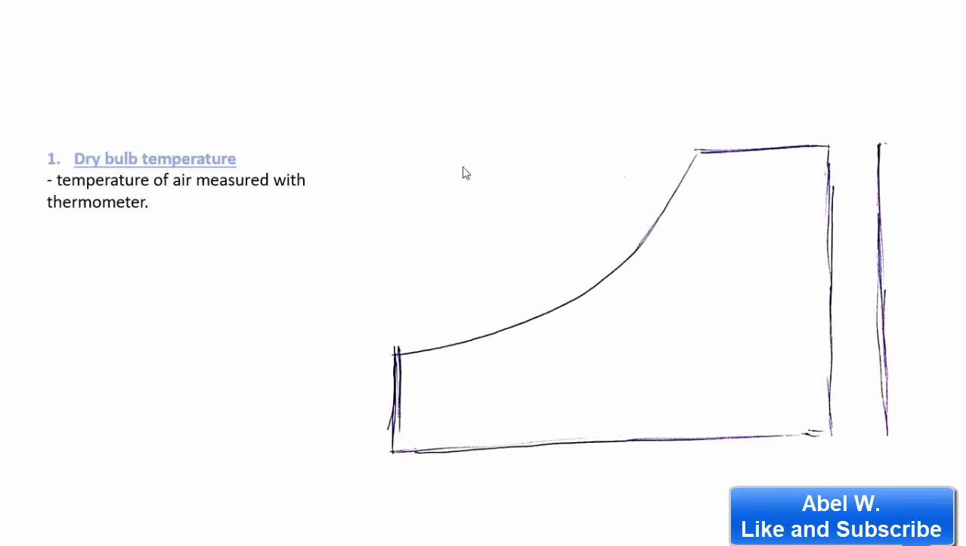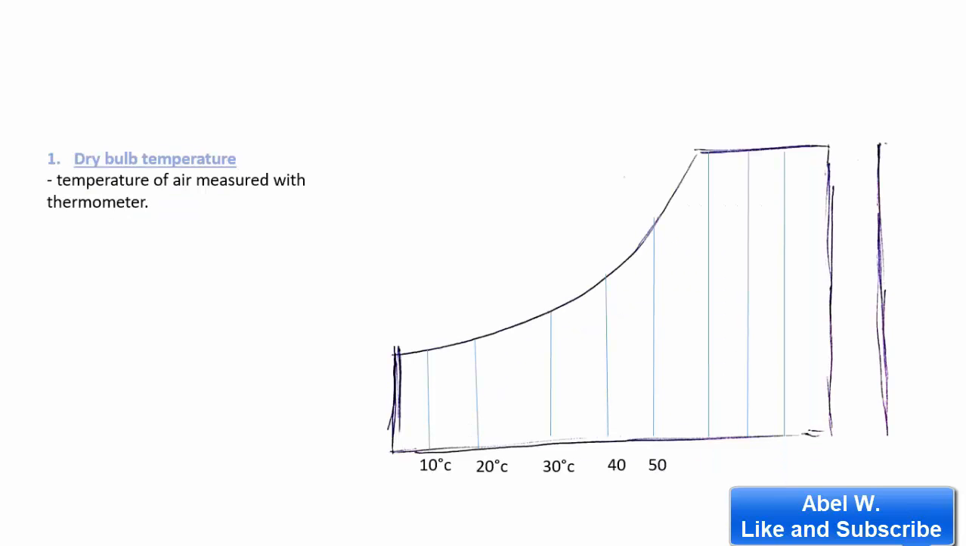So one of the properties is dry bulb temperature. This dry bulb temperature is the temperature of the air measured with a thermometer. So how are you going to find this dry bulb temperature from the psychrometric chart? On this simple representation of the psychrometric chart, the dry bulb temperature is represented with the vertical lines drawn on the chart. The vertical line represents dry bulb temperature, and it's written on the x-axis.